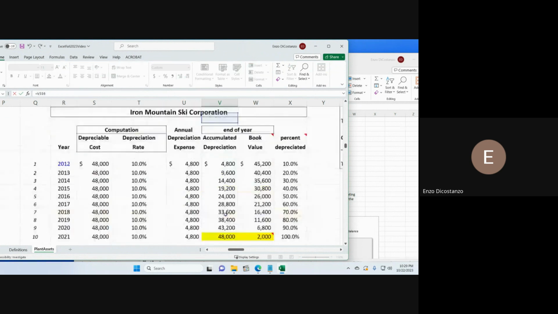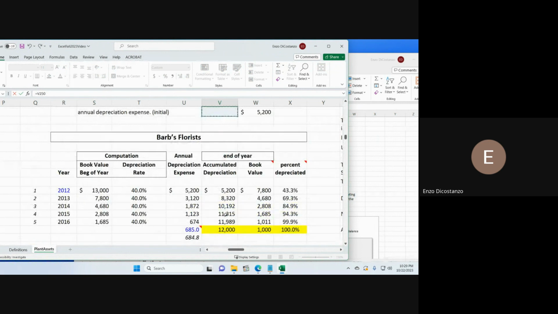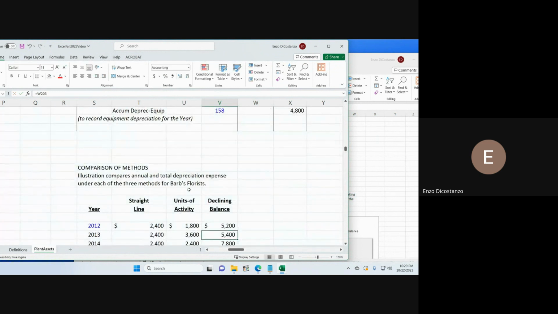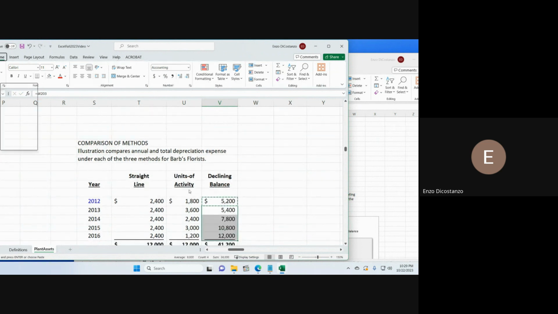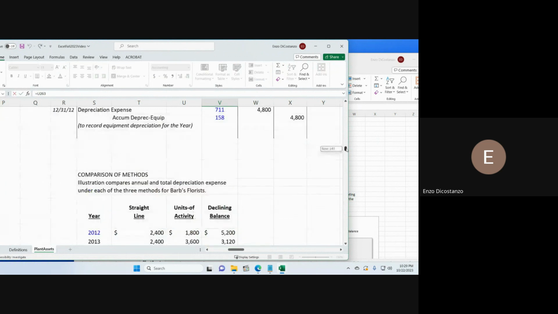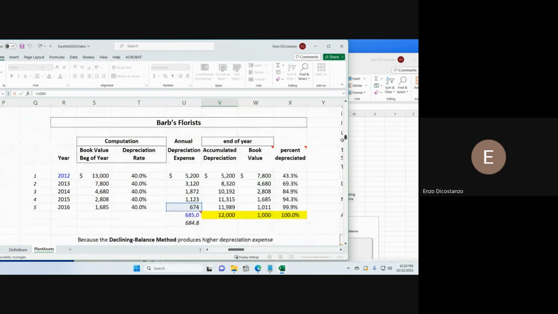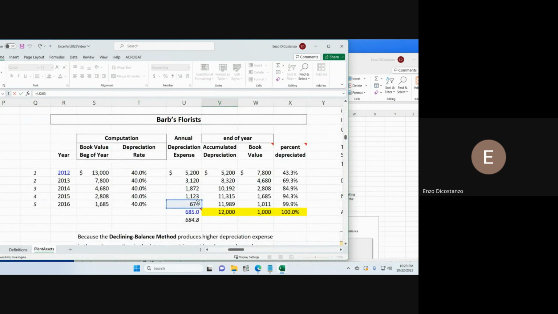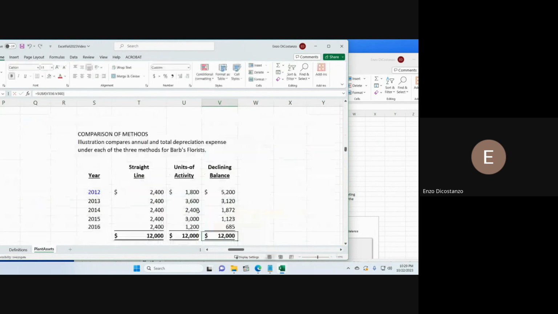Now we're going to find declining balance, which was here. And there, you barely got your 12,000 again. With this funny one down here, remember how we had to move this down a bit to the 685, so we get the 12,000.